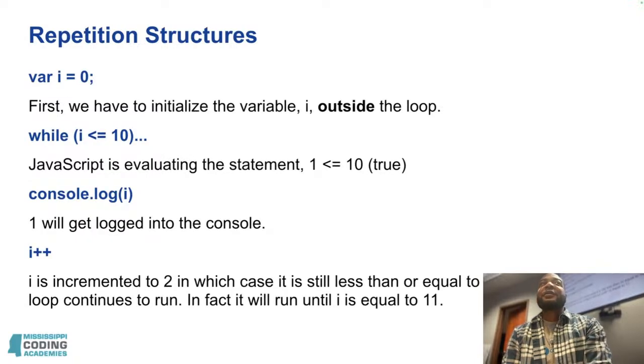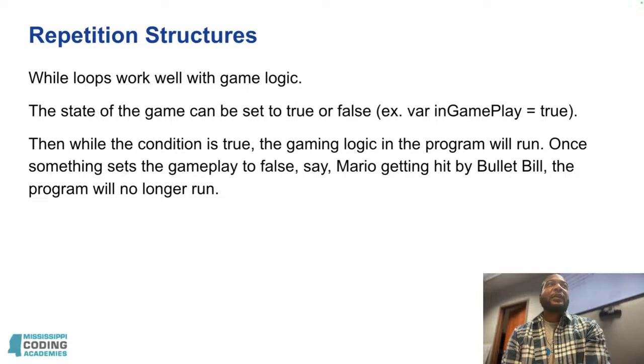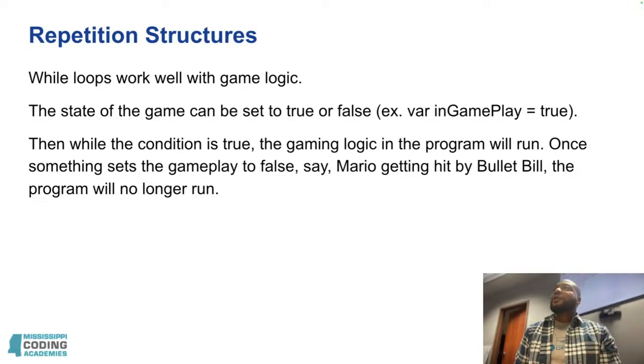So first we have to initialize the variable, and outside of the loop, that's where it needs to go. Make sure that it is outside of the loop. And then JavaScript is evaluating the statement: while i is less than or equal to 10, then console.log i, and then increment i. So now it becomes 2, and then we just loop through it again. So that's what we could do with a while loop.